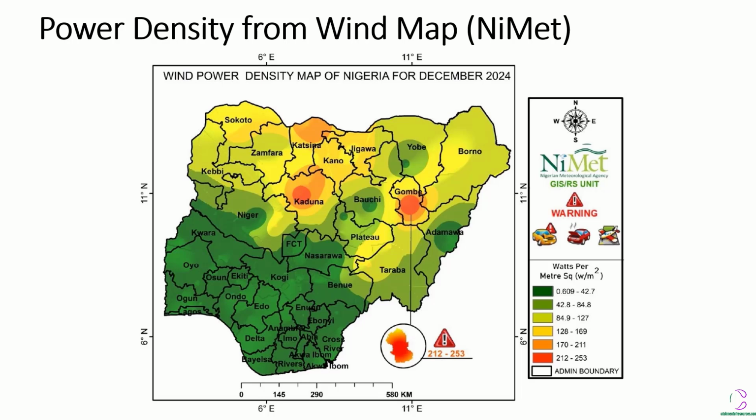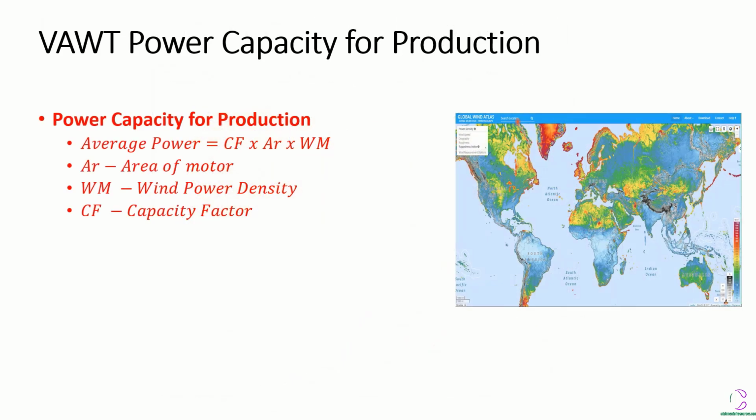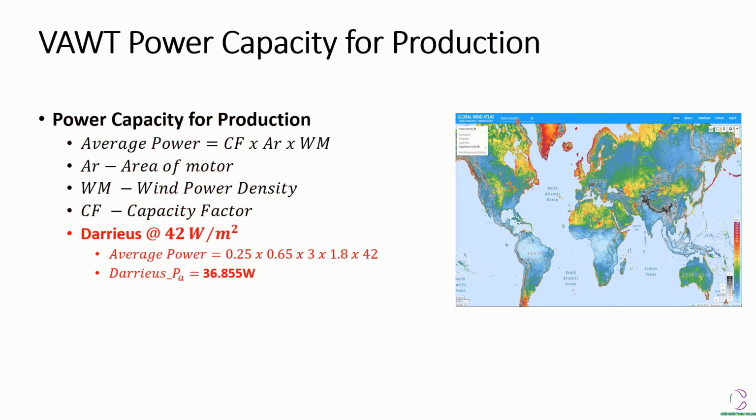So if we use this value of 42 meters, we are going to use it to estimate how much power can be captured from the air. So, power capacity for production. Average power is the capacity factor times the area of the rotor times the wind power density. Assuming you have a Darrieus and the wind power density is 42 watts per meter squared, we are going to be coming up with a power of 36.855 watts.